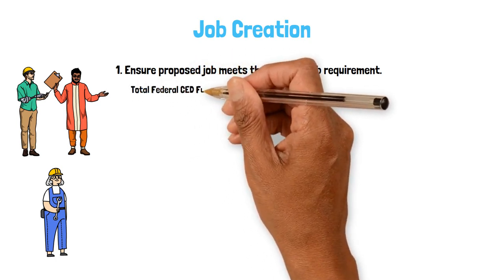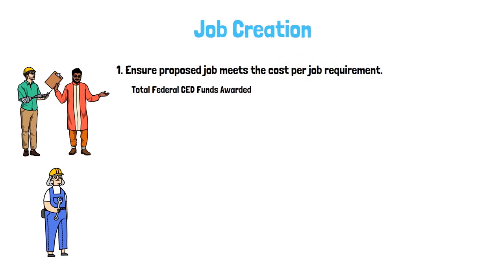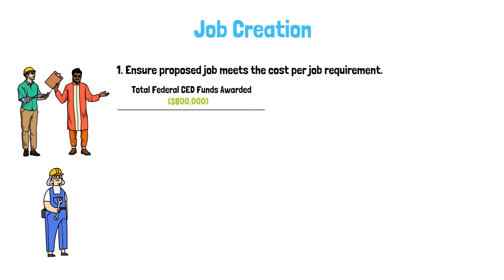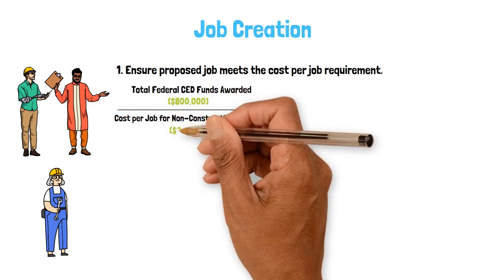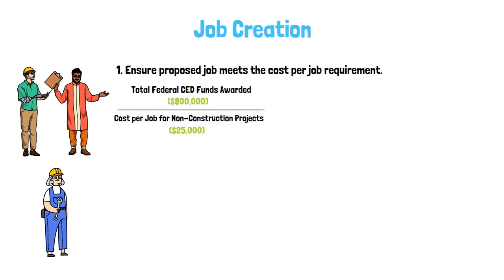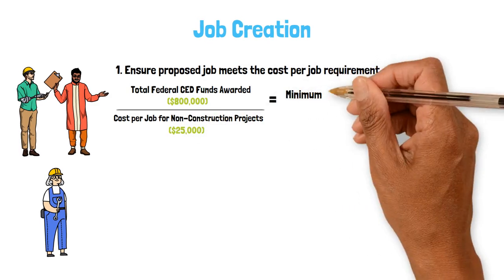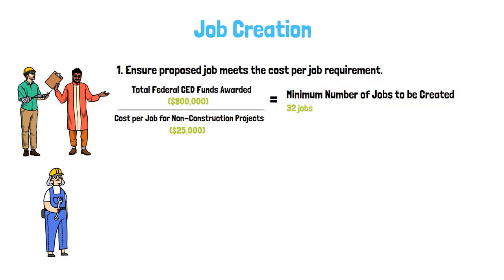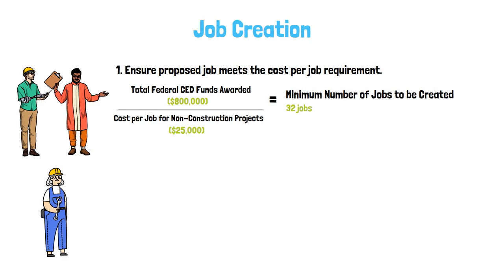For example, you will take the total amount of federal CED funds awarded, or $800,000, divided by cost per job for projects with no construction activities, or $25,000, to equal the minimum number of jobs to be created, or 32. Please note, an applicant's score will not increase by proposing jobs above the required minimum.